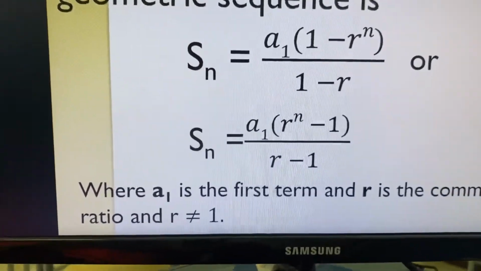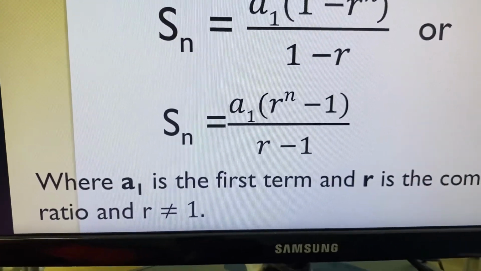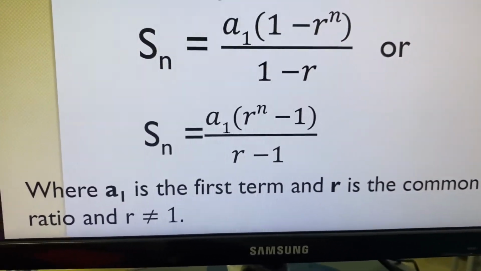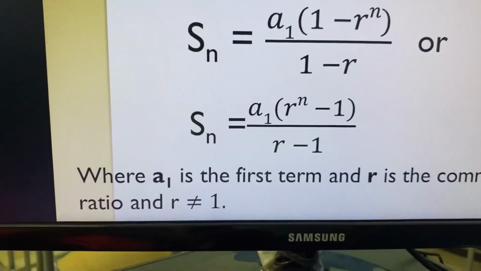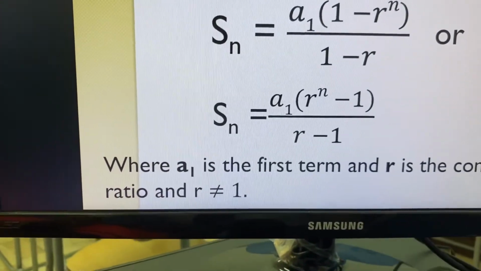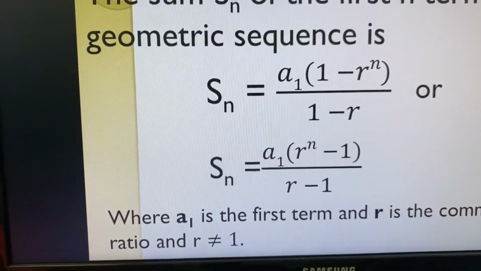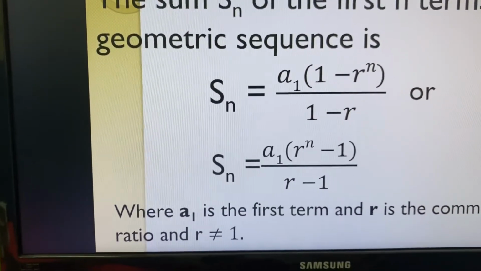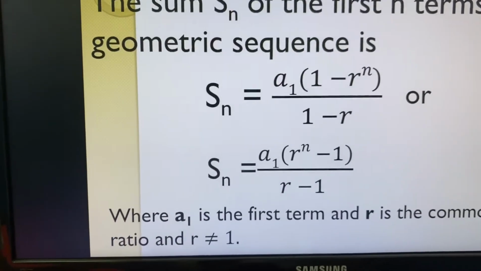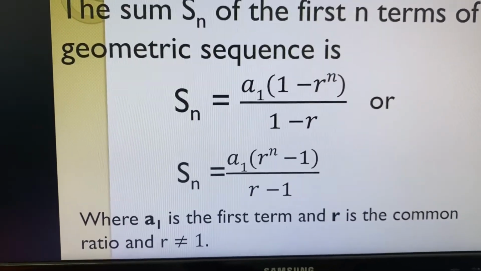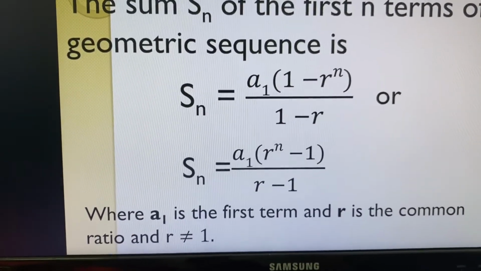where a sub 1 is the first term and r is the common ratio and r does not equal 1. The reason why r does not equal 1 is that once the value of r is 1, the denominator will become 0, then the result will be undefined.